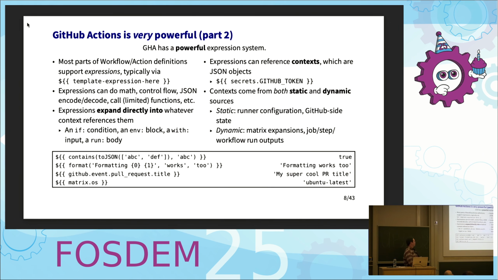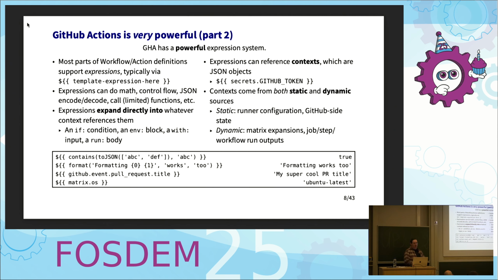Another way in which GitHub Actions is extremely powerful, which again will come up when we talk about the security aspects of all of this, is that it has this extremely powerful expression system. Most parts of the workflow or action definition scheme in YAML support expressions, which are defined via this curly syntax where you put an expression in the middle. Sometimes you don't need those curly braces, such as in an if condition.